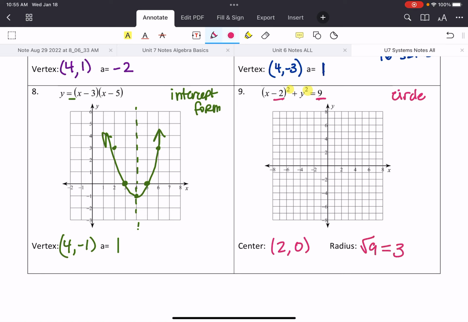So I'm going to go to my center, which is 2, 0, and then out in the 4 coordinate directions, up, down, left, right. And then I'm going to do my best to draw a circle. And that is how you graph all of the basic forms, or basic shapes, that you'll need for this lesson.